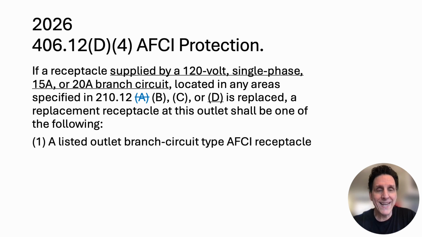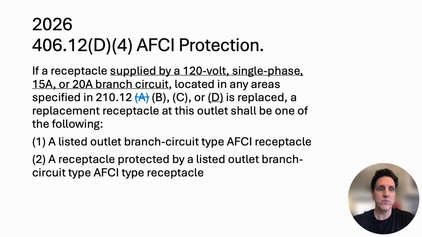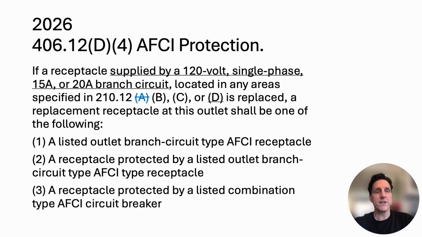You can put in an AFCI type of receptacle. You could do that: take out a regular receptacle, put in an AFCI type of receptacle. Or your second option is you can protect the receptacle that you're replacing through an AFCI receptacle. Either way, you're still using an AFCI type of receptacle as their protection. And then the last option is you install a combination type AFCI circuit breaker.